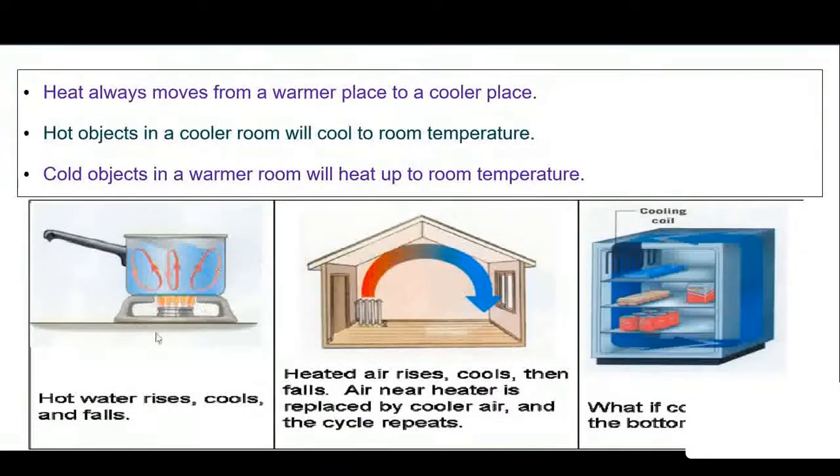So, see, there are some common examples. That is, hot water is getting boiled in this pot, then the hot air is rising up. It is being replaced by the cold air because of the movement caused by the density difference which is created by the temperature difference. And this is a picture of a refrigerator.